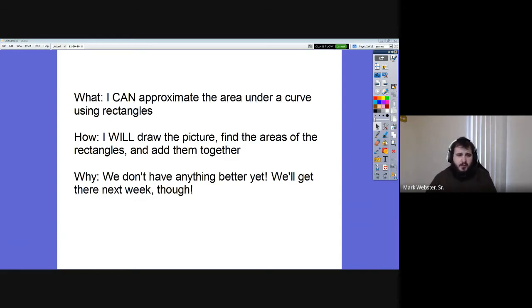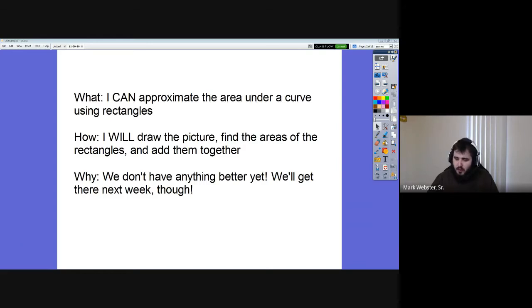So what are we going to be able to do today? Today we're going to be able to approximate the area under a curve using rectangles. How are we going to do this? We're going to draw the picture of the curve, find the areas of the rectangles, and then add them together. Much like how in the very beginning, when we were having to do derivatives with limits, and we were having to do all this complicated stuff because we didn't have anything better, we're about to build something better to stand on for next week.